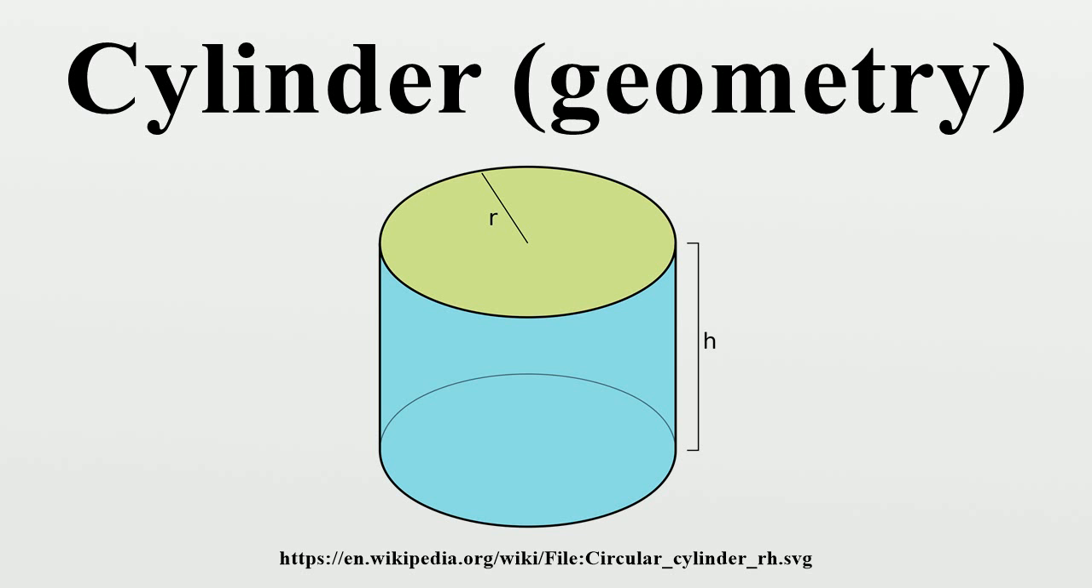For a given volume, the closed cylinder with the smallest surface area has h equals 2r. Equivalently, for a given surface area, the closed cylinder with the largest volume has h equals 2r, i.e., the cylinder fits snugly in a cube.